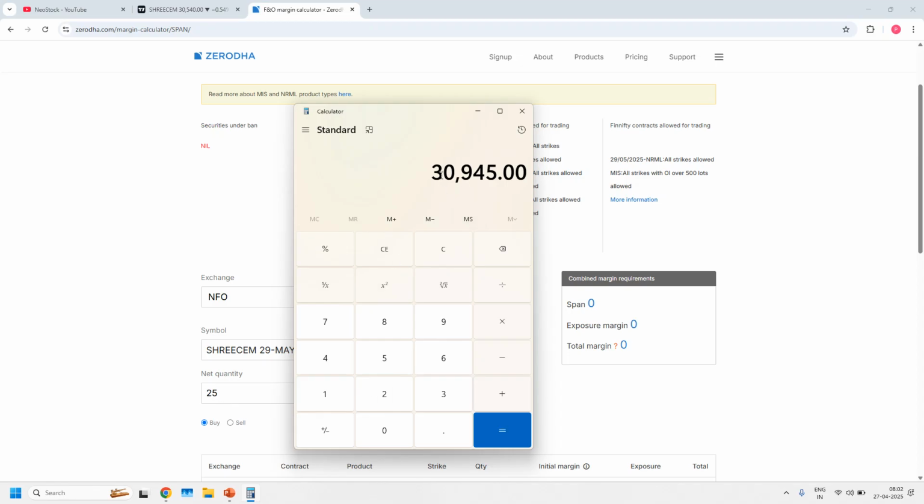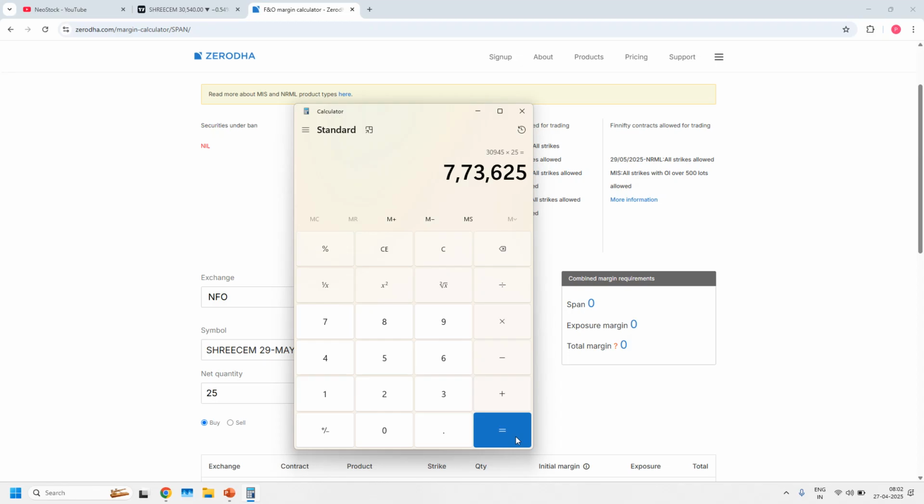Okay, what is the money I have to invest? Suppose I don't want to use futures. I want to use equity only. But I want to take these 25 stocks. So very simple. The value where you want to go for a short, 30,945. Total how much quantity you want to take? 25. So, multiplied by 25, how much money are you investing? 7,73,625 rupees you need to invest to go for a short of 25 stocks.